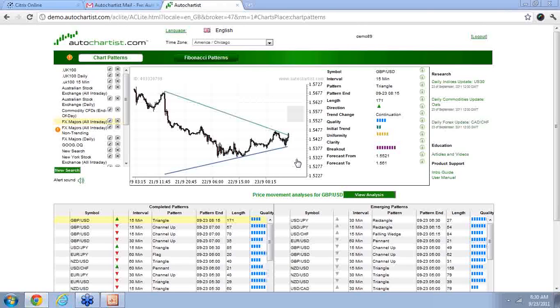And in this case, we have a triangle pattern, and you can see it does look like a triangle. You can see there's compression, and you can see that the compression of these lines is indicating that something's going to happen because the market is getting tighter and tighter and has to make its move. Okay, so you want to see high initial trend, and you want to see high breakout paired, and you tend to want to see high uniformity and high clarity.